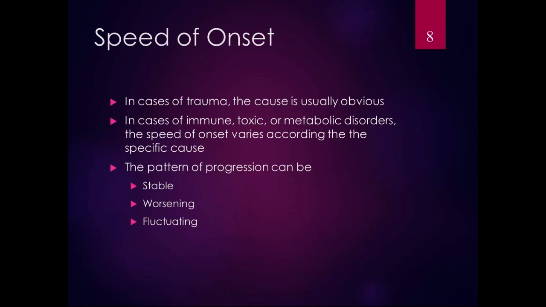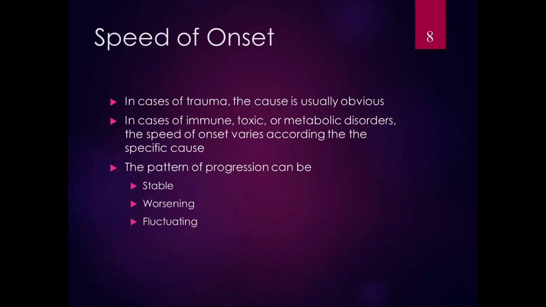In cases of immune, toxic, or metabolic disorders, the speed of onset varies according to the specific cause. So some of those disorders can have a very quick onset. Some of them can have a slower, more chronic onset, depending on what the specific cause is. So the pattern of progression can be stable, where it's not changing a lot. So something like fibromyalgia tends to be a pretty stable pattern of progression. It doesn't really get any worse, doesn't get any better.